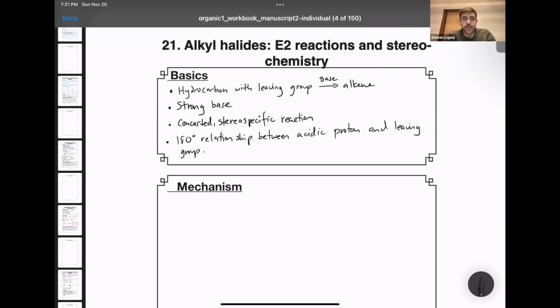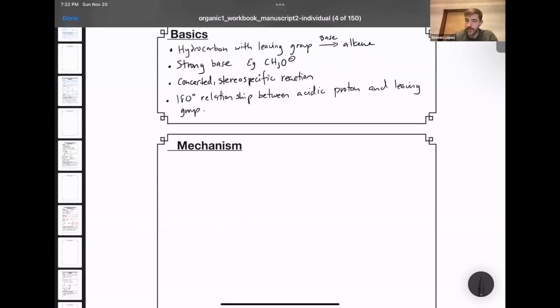So instead of the alcohols that I've shown as an example for the E1 reaction in the previous episodes, what you need is something like an alkoxide. An example is methoxide shown here. These reactions are concerted and stereospecific, and there needs to be a 180-degree relationship between the acidic proton and the leaving group. So here's an example of the mechanism for this reaction.